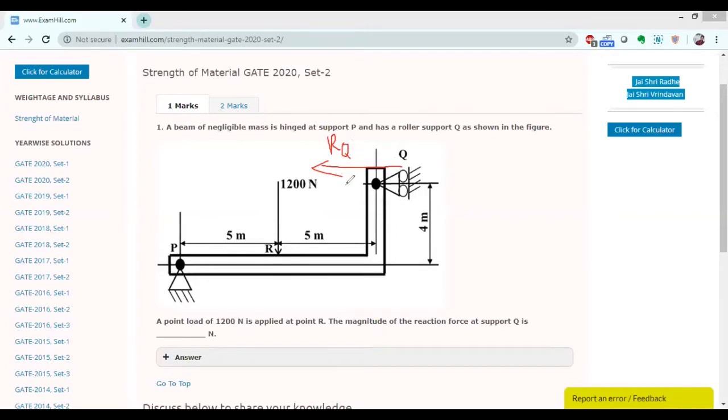reaction at Q. Always remember, if it is a roller support, then you will not have the reaction in the horizontal direction, only vertical. But if it's a hinge, then you will have vertical as well as horizontal reactions. Both the reactions would be there. I think you are aware of this concept, hinge and roller, right? Yeah, right. So they are asking about this RQ.